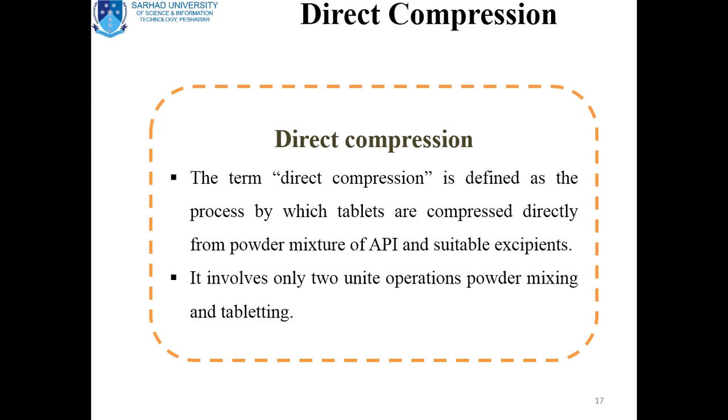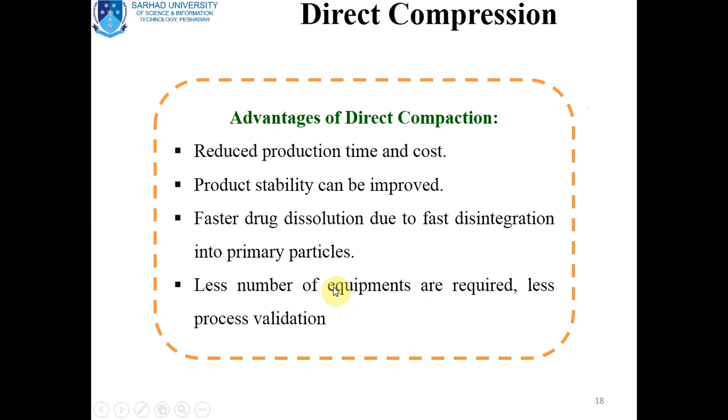Another way is termed direct compression. Direct compression is defined as the process by which tablets are compressed directly from a powder mixture of active pharmaceutical ingredient and suitable excipients. It involves only two unit operations, powder mixing and tableting. The powders are mixed, and then these are subjected to compression.